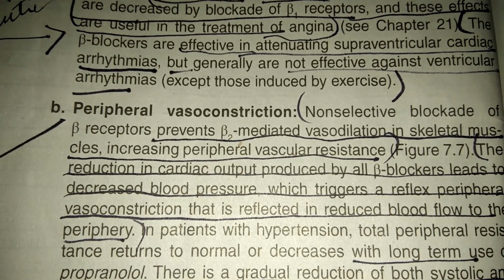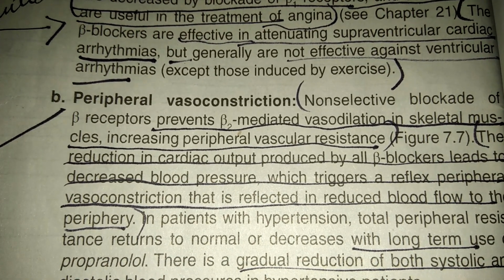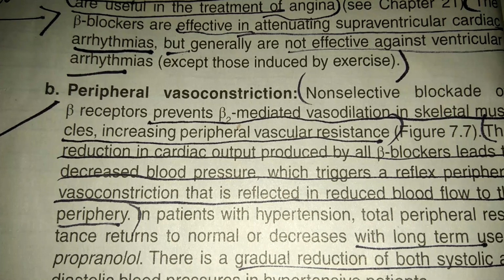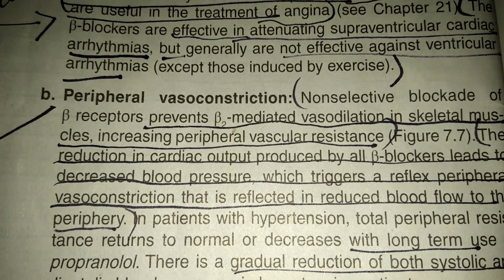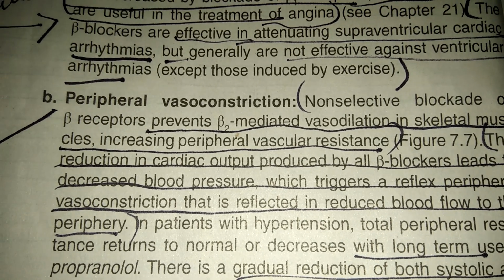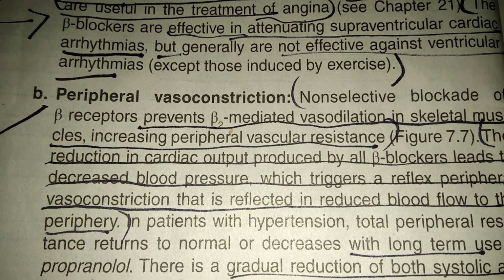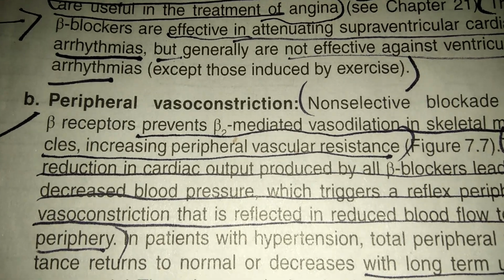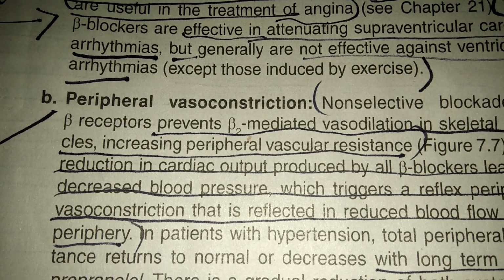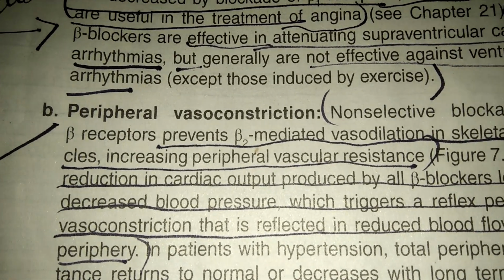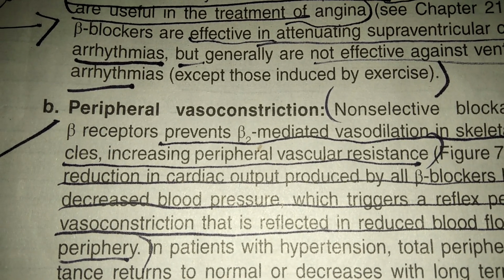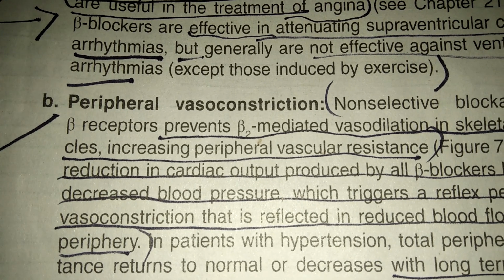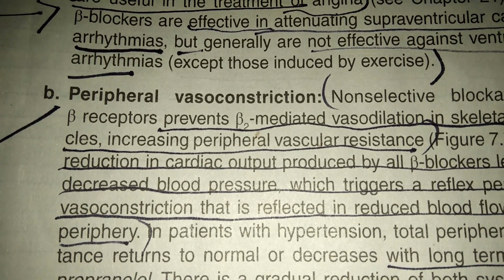Okay, these beta blocking agents, they also induce peripheral vasoconstriction. How do they produce this? They don't have effect on alpha receptors, but they do have effect, particularly the non-selective beta blocking agents. They do block beta 2 receptors in skeletal muscles, so they reverse the vasodilation, that is beta 2 receptor induced vasodilation, thereby they produce peripheral vasoconstriction.